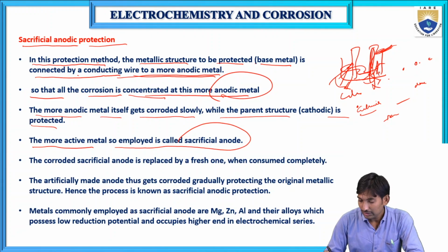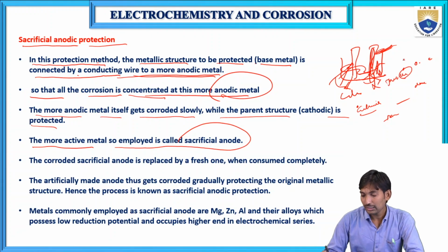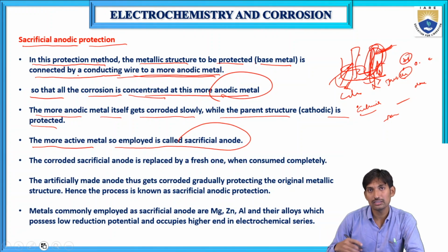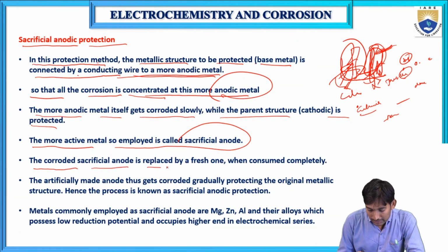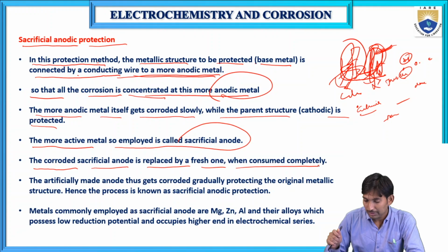It sacrifices its life by undergoing corrosion, so this is called the sacrificial anode. It sacrifices its life to protect the cathode, that means our base metal. The corroded sacrificial anode is replaced by a fresh one when consumed completely.